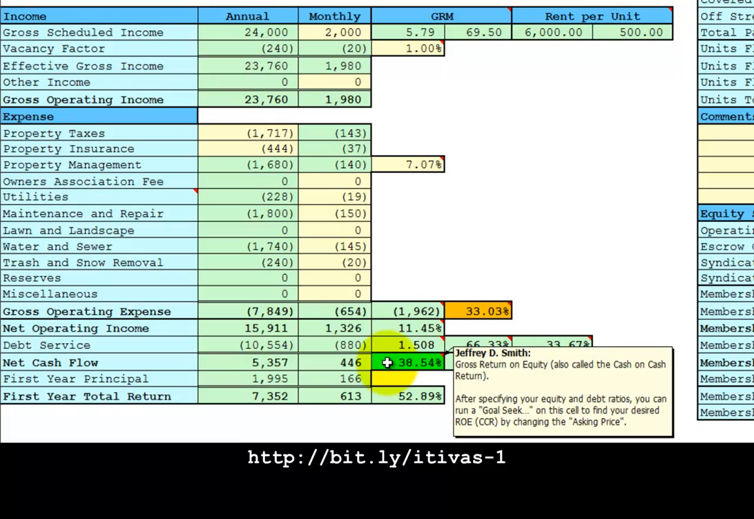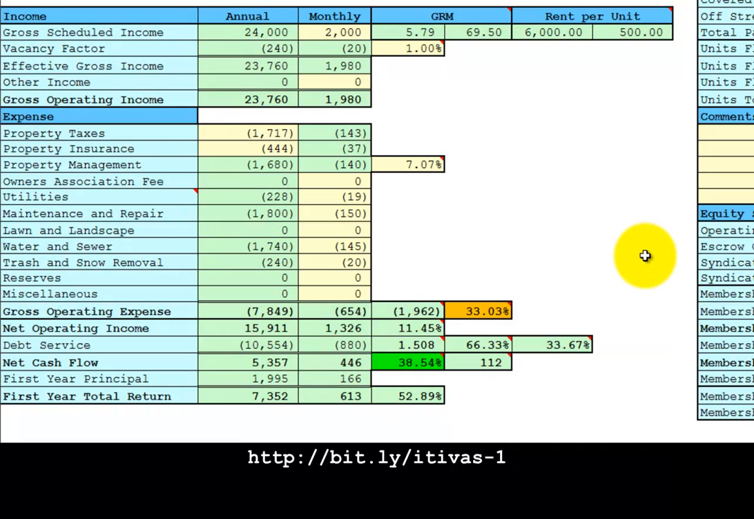The return on equity, also called the cash-on-cash return, is 38.54%. That return on equity is sufficient to justify a syndication of this property.